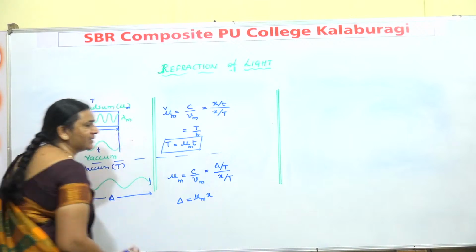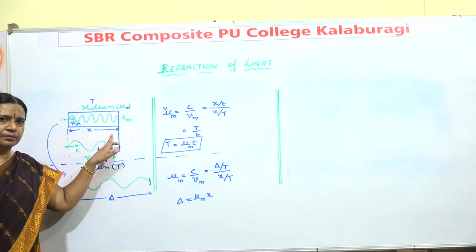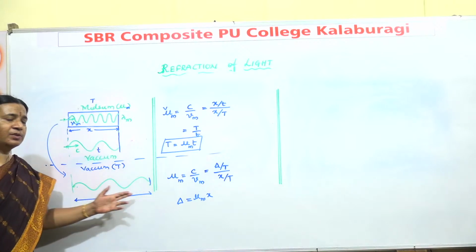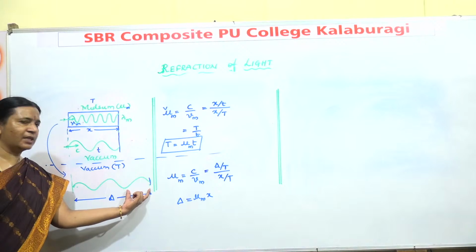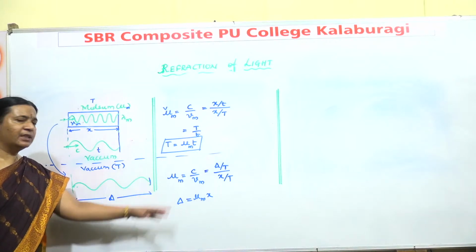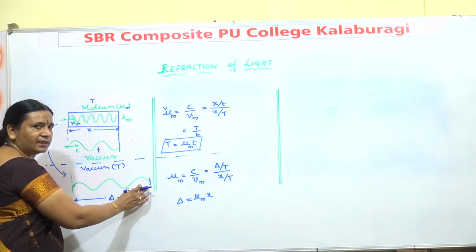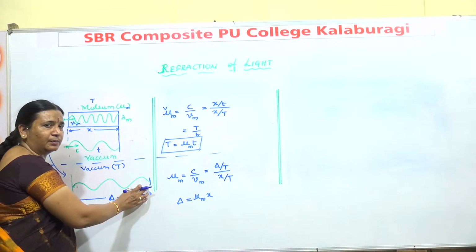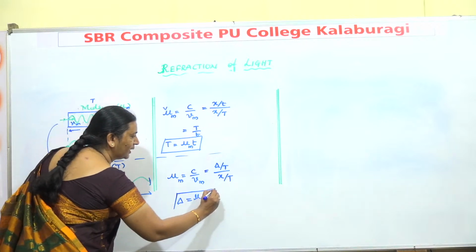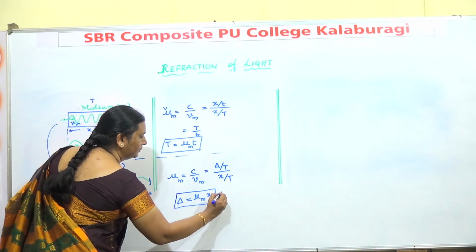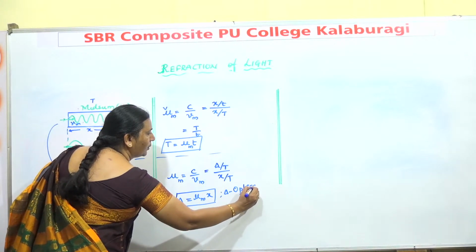So what is x? X is the geometrical length that we have taken in a medium, whereas light in the vacuum is traveling some excess distance. That excess distance you can call the path difference, and it is known as the optical path difference, whereas delta is known as the optical path.